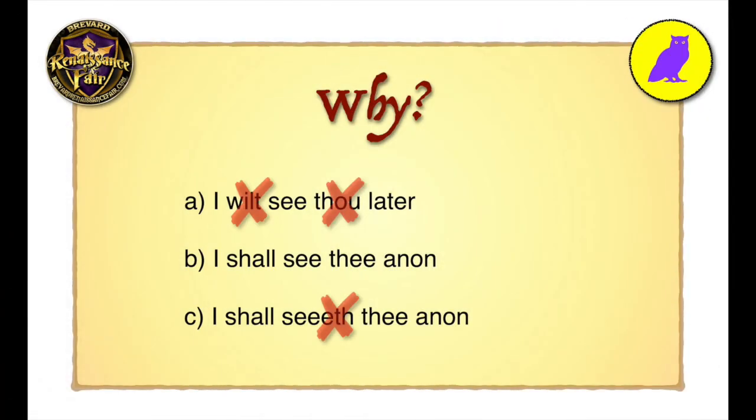Why? Well, there are two problems with answer A. The first one is I wilt. It would be thou wilt. I will. See thou is also a problem. We would see thee. Thou is a subject pronoun. Thee is the object pronoun. Answer B is correct. I shall see thee anon. Answer C is incorrect because I shall seeth is not correct. Seeth is the third person singular conjugation of see and essentially means sees. So if you say I shall seeth thee, it means I shall seize thee.